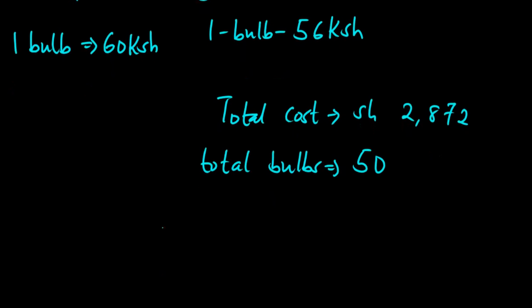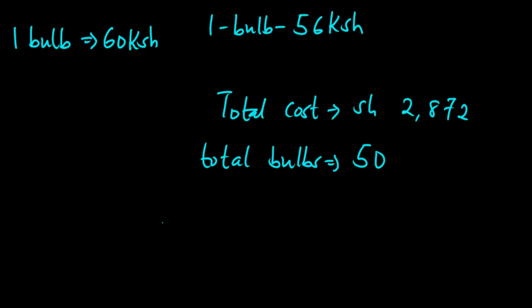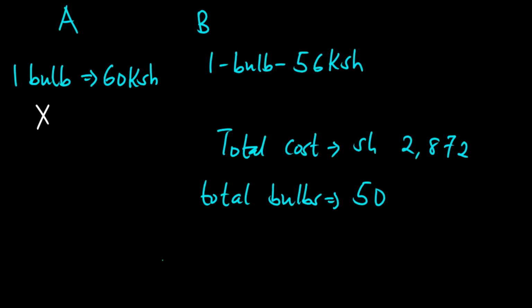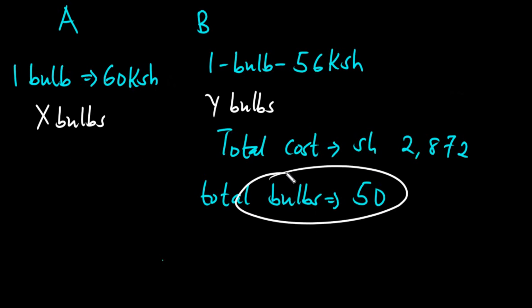So look at this. If we assume that this trader bought X number of bulbs, remember we don't know the exact number of bulbs for each type. We only know the total number of bulbs. So if we assume she bought X bulbs of type A and Y bulbs of type B, and we know the total number of bulbs is 50, think of an equation we can form with those three figures. We can have X plus Y is equal to 50.